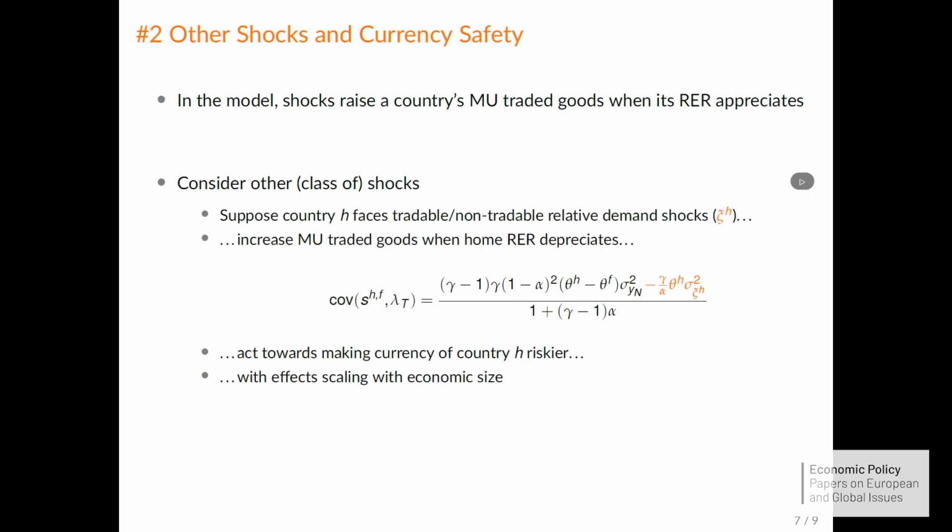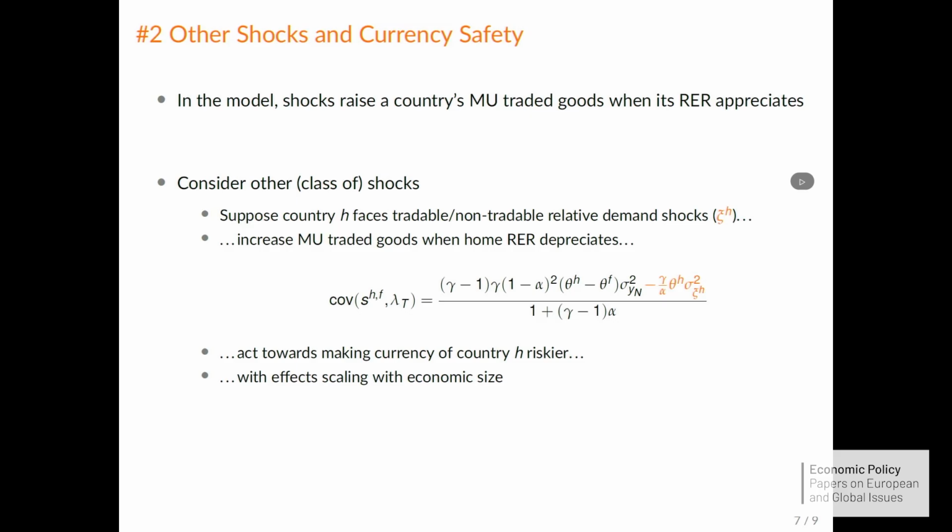Okay, and so for the sake of illustration, I want to consider another class of shocks, and in particular, I assume that the home country now faces relative demand shocks between tradable and non-tradable. These are shocks that all of a sudden make the home country like tradable more than non-tradable. These are shocks that very naturally increase the marginal utility of traded goods and contemporaneously depreciate the home real exchange rate. So it's the opposite movement. And because they imply the opposite movement, they have the opposite effect on the covariance of the home real exchange rate with the global stochastic discount factor.